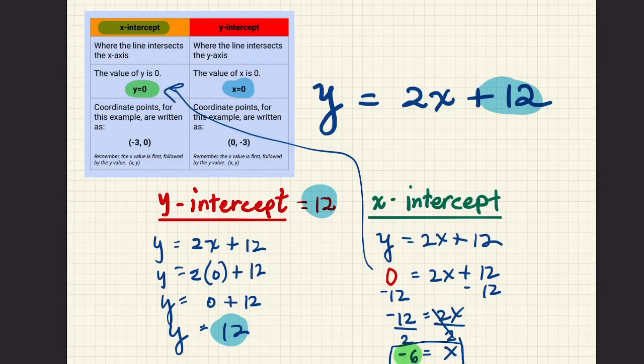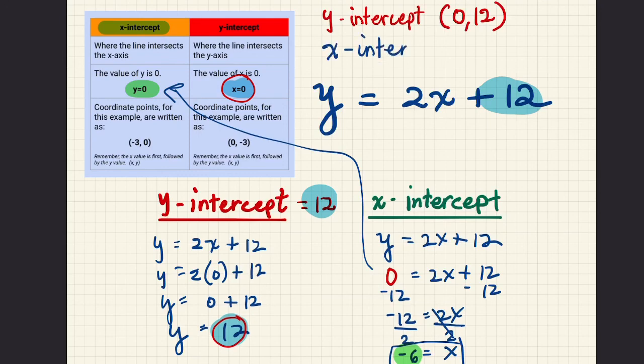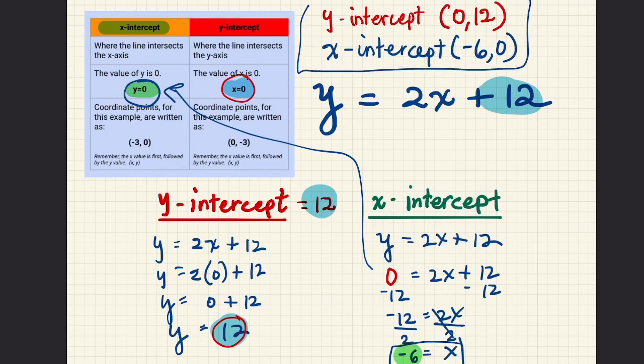So now let's write our answer as coordinate points. The y-intercept, remember, x is equal to 0 and y is 12. And the x-intercept, remember, is negative 6, and y is equal to 0. So this is how you should write your final answer. The y-intercept has coordinate points 0, 12. The x-intercept has coordinate points negative 6 and 0.